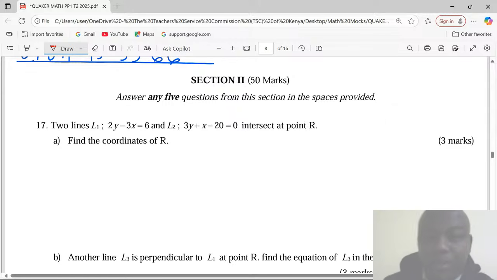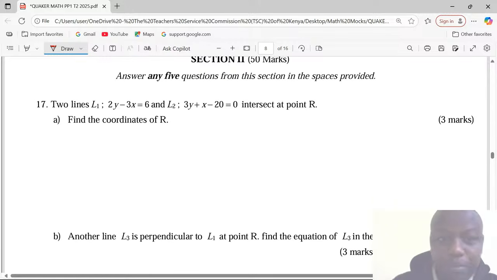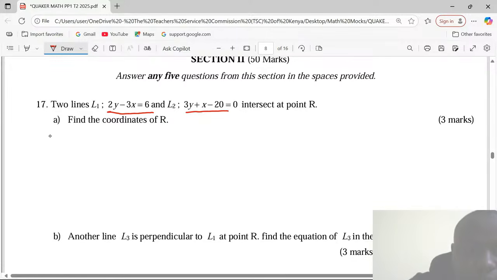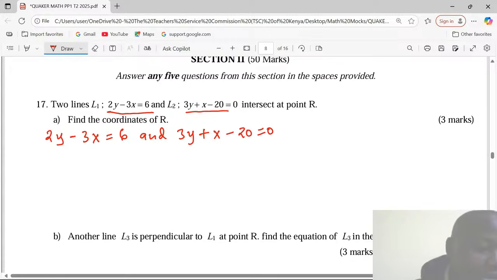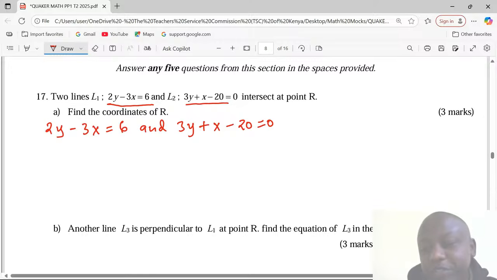Knowing that, we have to solve the 2 equations simultaneously for us to get the coordinates of the point of intersection. Therefore, I'm going to solve the 2 lines now, the first line, the second line. So from the first line, 2y minus 3x equals 6, the second line, 3y plus x minus 20 equals 0. We can use one of the many methods of solving simultaneous equations. Remember, there is the elimination method, substitution method, the matrix method, the graphical method.